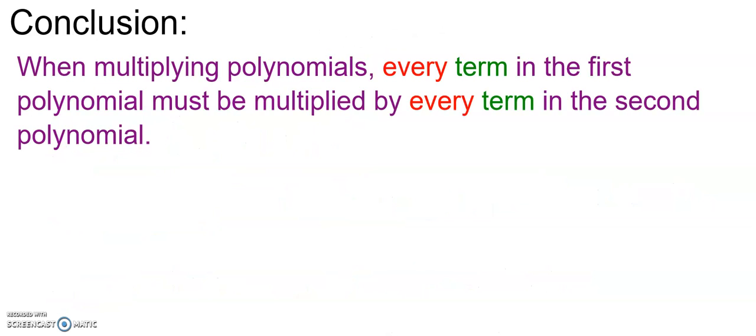Okay. Well, let's wrap it up. When multiplying polynomials, every term in the first polynomial must be multiplied by every term in the second polynomial. It's really just a matter of organization. Takes time. It's a little tedious sometimes, but it's totally worth it in the end.